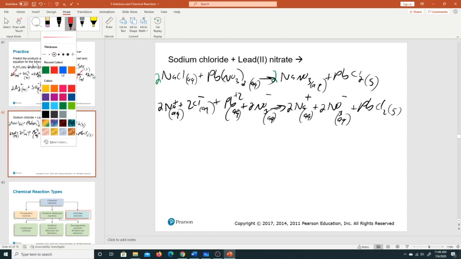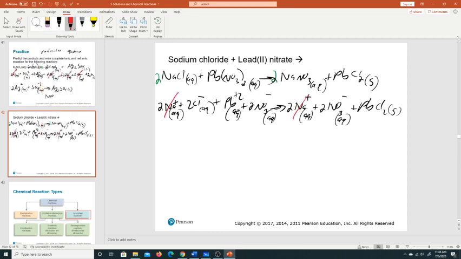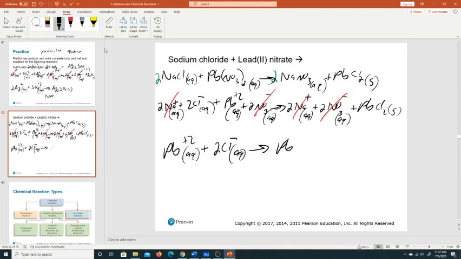Cancel off what's in common. 2 sodiums on both sides. 2 nitrates on both sides. Now recopy what's left over. And I always like to copy the positive one first, but that's up to you. Pb positive 2 aqueous plus 2 Cl minus aqueous, arrow, PbCl2 solid. That gives us now our balanced molecular equation, complete ionic equation, and our net ionic equation.